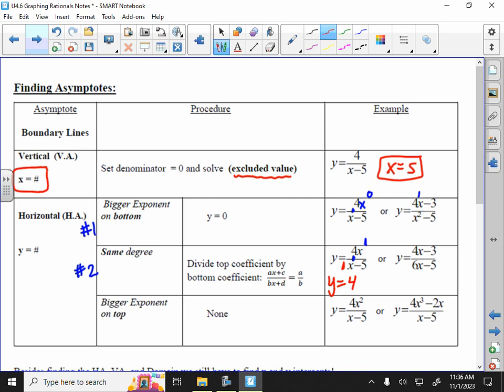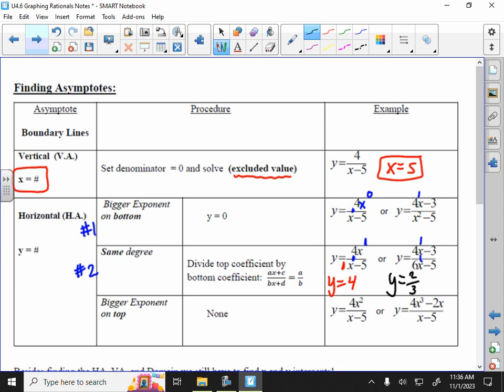For the second example, y equals (4x minus 3) over (6x minus 5). Again, they're both degree 1. Degree 1, degree 1. So we take the coefficients in front, 4 over 6, and then we can simplify that fraction. 4 over 6 simplifies to 2/3. So that would have a horizontal asymptote at y equals 2/3.